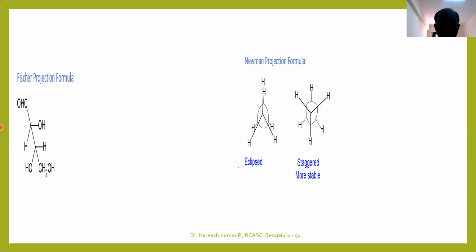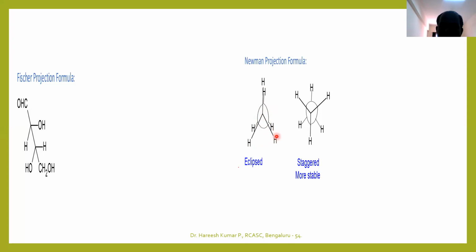Okay. And if we look at the Newman projection formula, you can observe that one is a circle and another one is this point. This point represents the front carbon atom and the circle represents the second carbon atom. Here I am taking the example of ethane, CH3, CH3. This is CH3, and the circle one is the other carbon, so totally two carbon atoms.